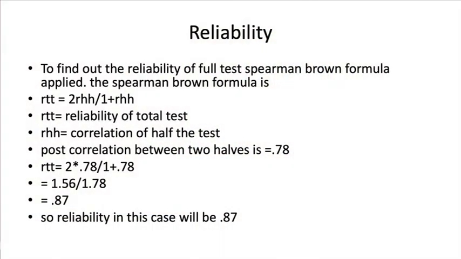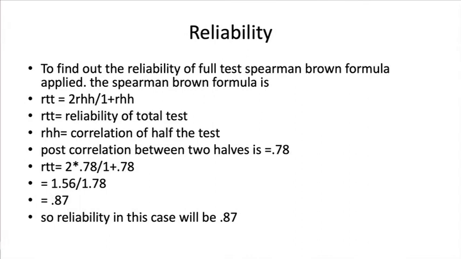So in split half, to know the reliability of the whole test, a formula is applied, and that formula is known as the Spearman-Brown formula.